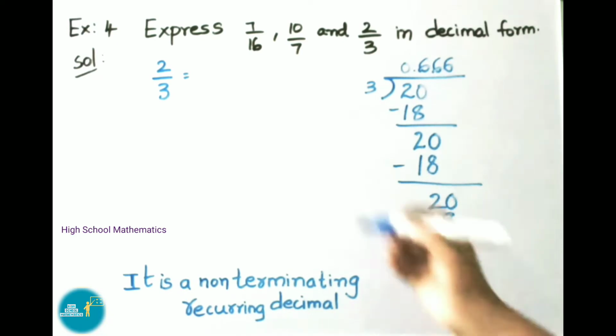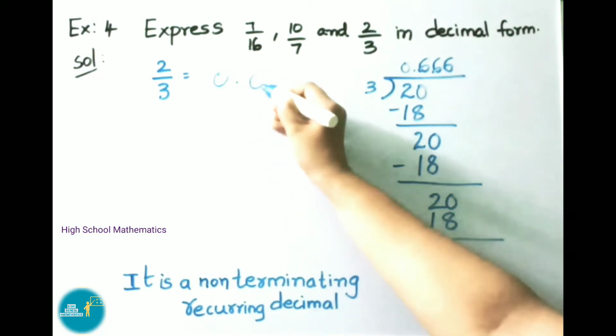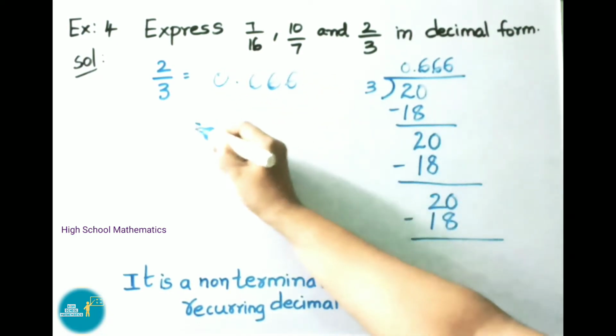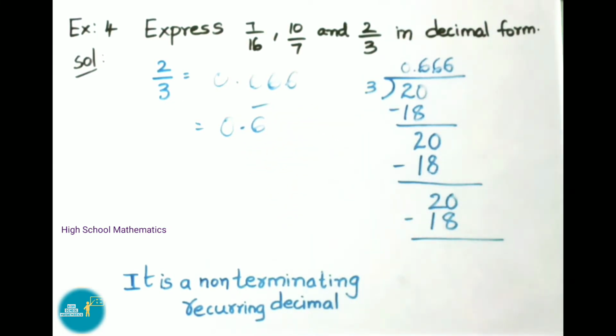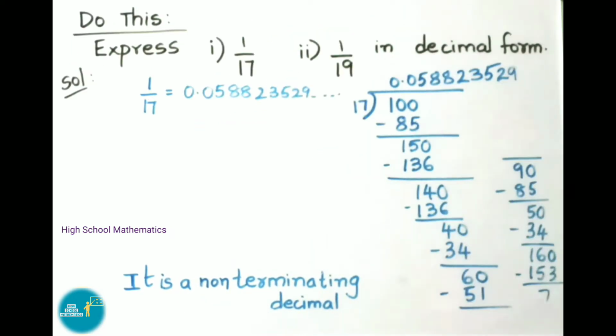So 2 by 3 means 0.666 we got. That means 0.6 bar. Our answer is 0.6 bar. Here it is a non-terminating recurring decimal. Recurring means repeating. See now, do this: express the first one, 1 by 17, and the second one, 1 by 19, in decimal form.